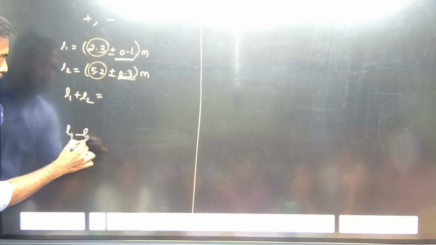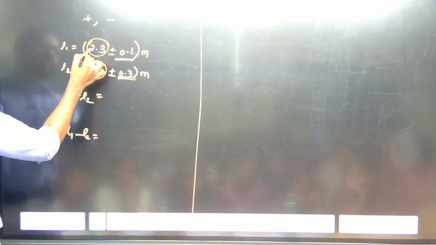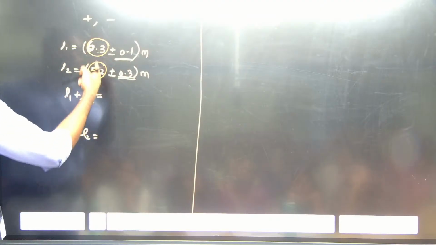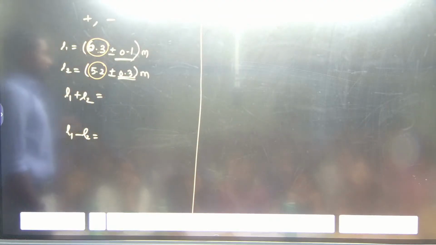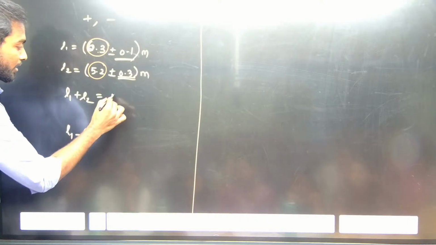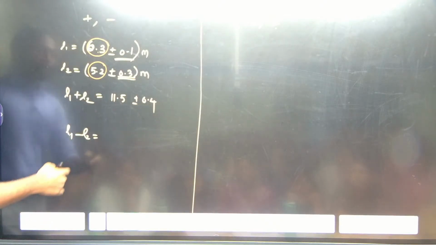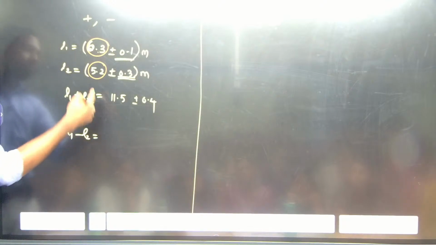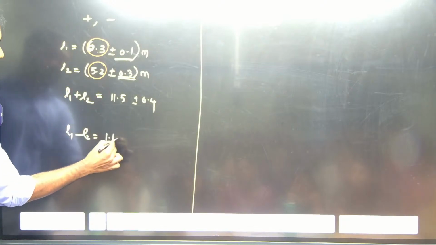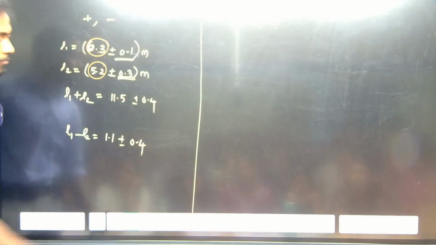L1 minus L2. Let me consider this is 6.3. So 6.3 plus 5.2 is 11.5, 11.5 plus or minus 0.4. But when we talk about L1 minus L2, what will we get? 1.1 plus or minus 0.4.